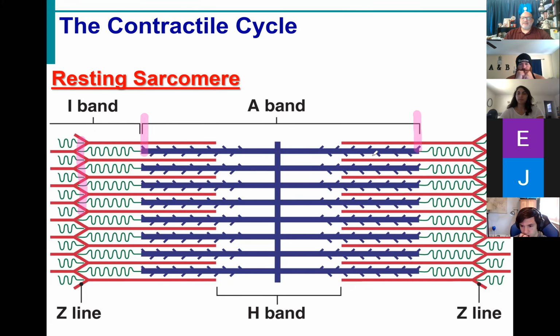In that A band, there's a lot of myosin and actin overlapping, but there's also a region that just has myosin in it. And that area that just has myosin in it is the H band. And of course, the myomesin interlocks with the myosin at the center, and that of course forms the M line. Again, no new information here. We've understood this, we've talked about this. This should hopefully be making sense at this point in time.